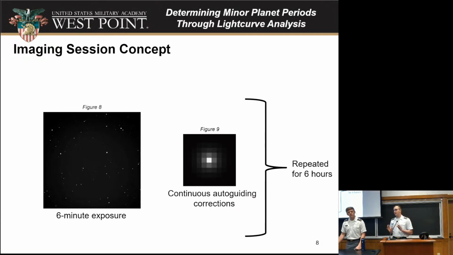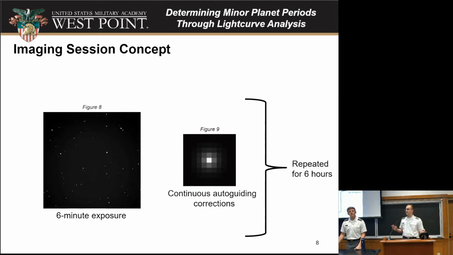The auto-guiding chip is focused on a background star and is continually taking 10-second photos, basically trying to keep that guide star that's inside the auto-guiding chip as still as possible. If it starts bouncing around, that's an indication that the pointing of the telescope's off, and we correct for that to make sure that everything's staying as still as possible in the main image.